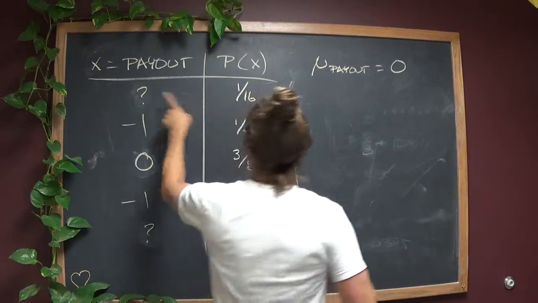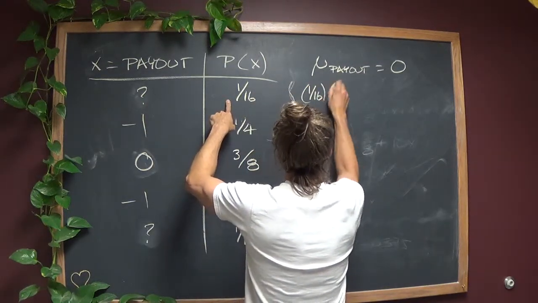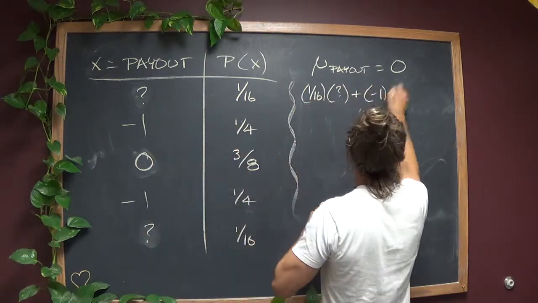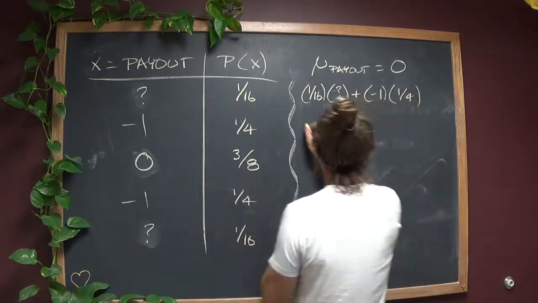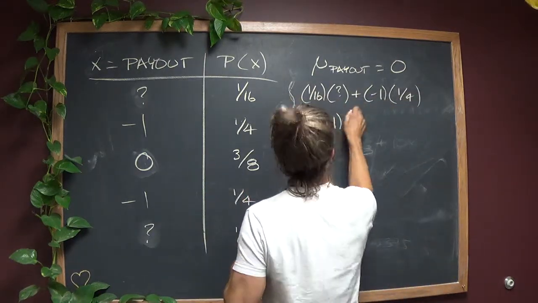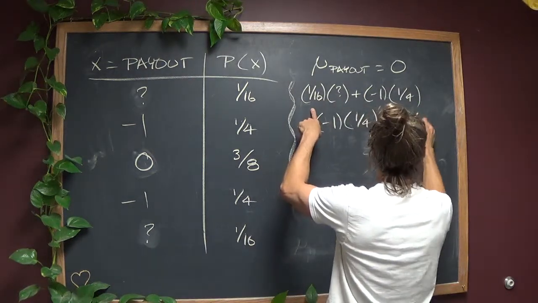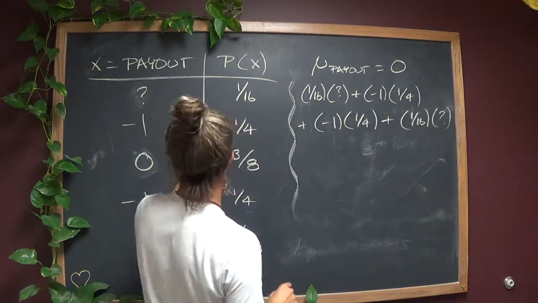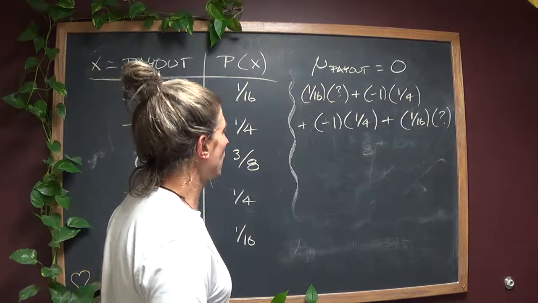So I'm going to take that times the 1/16th, 1/16 times the question mark, plus -1 times 1/4, plus 0, I'm not going to leave that out, plus -1 times 1/4, there we go, plus 1/16 times the question mark. So all I've done is this times this, plus this times this, plus this times this, which is 0, plus this times this, plus this times this. Now that has to equal 0.